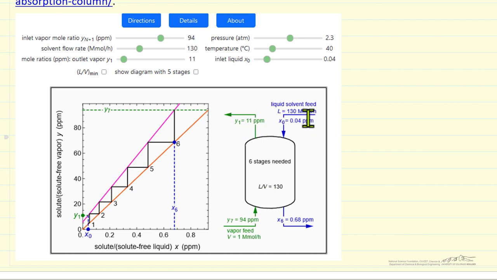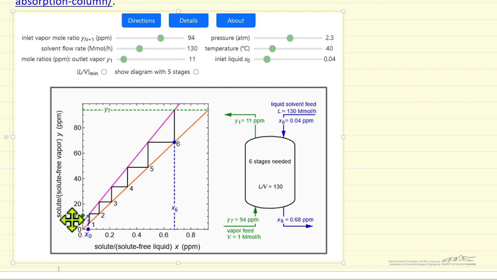because what we've done is flow a liquid downward. Liquid has a low concentration of the solute, and then the concentration increases. Notice this concentration is much lower than this concentration. Note that the liquid phase flow rate is more than 100 times the vapor or gas phase flow rate. And what we're plotting here is the solute.